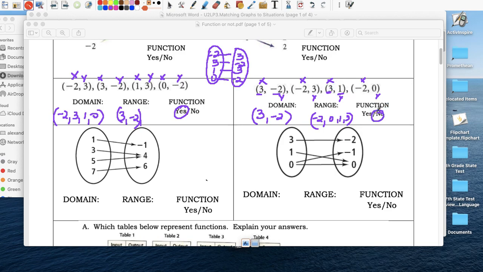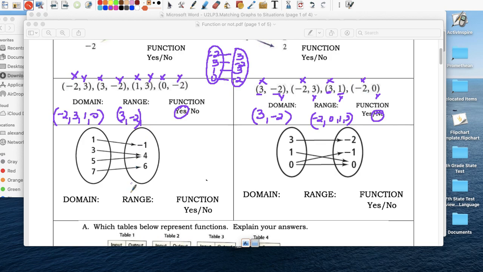So not a function. Guys, the sheet right here on top, take one each. I'm assuming you're here for soccer. Read the instructions, please. How many do you need? 3. Okay. See you later.